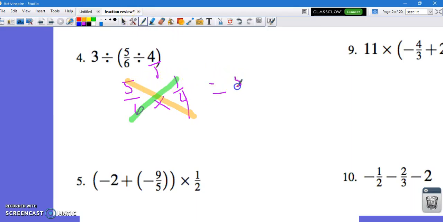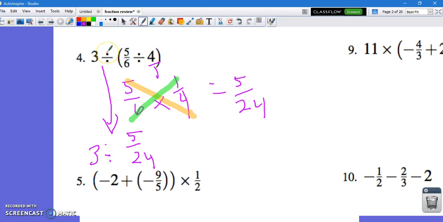5 times 1 is 5. 6 times 4, 24. So I have 5 over 24. Let me bring that right here. 5 over 24. Don't forget the rest. Divided by 3. Do yourself a favor. Wherever you find it, whatever side you find it on, keep it on that side. If you have put the 3 over here, you're going to end up with the wrong answer. Keep things where you find them.